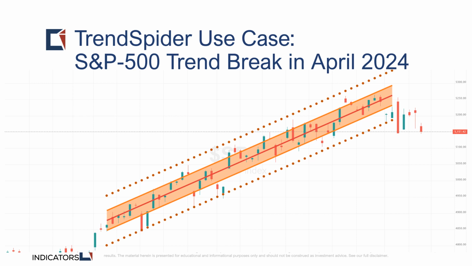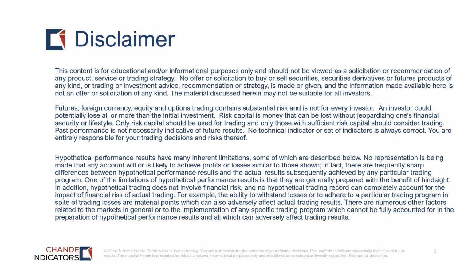Welcome to a discussion of the TrendSpider use case showing how we could analyze a trend break in the S&P 500 that started in early April of 2024. A gentle reminder, there's risk of loss in trading and past performance is not necessarily indicative of future results.